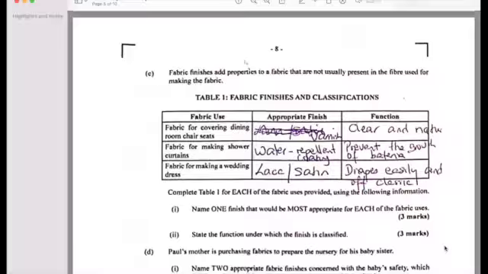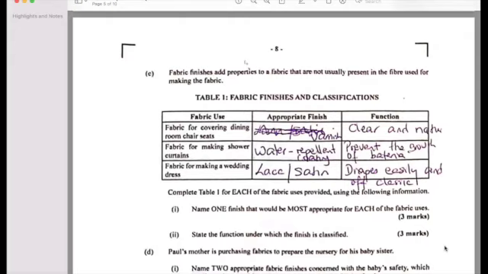So they actually gave us a table about fabric finishes and classification. They gave us the fabric use: fabric used to cover dining room chairs and seats. So what are the finishes? The answer is varnish, and the function is that you want it to be clear and you want to have a natural look.